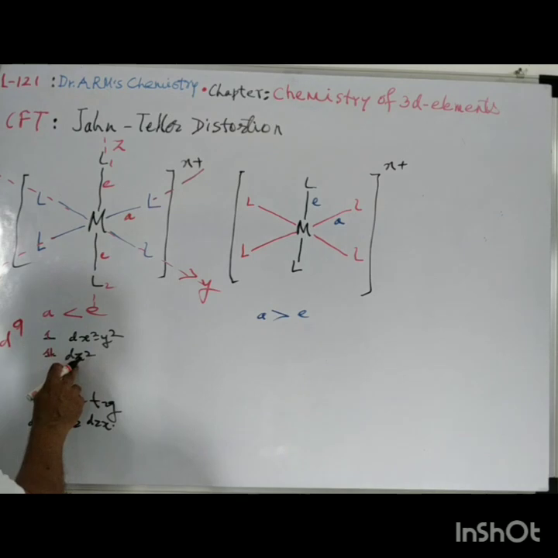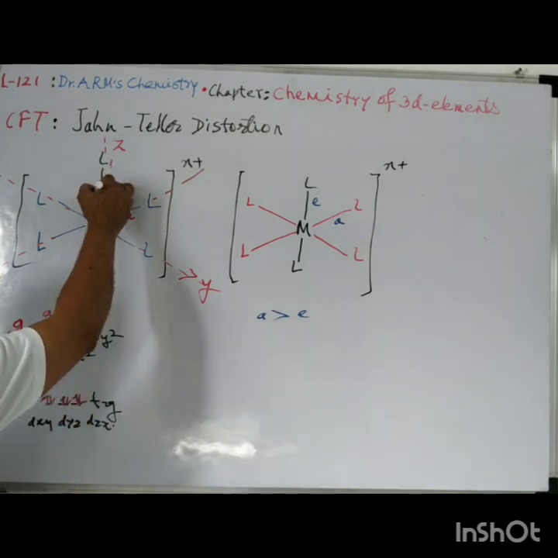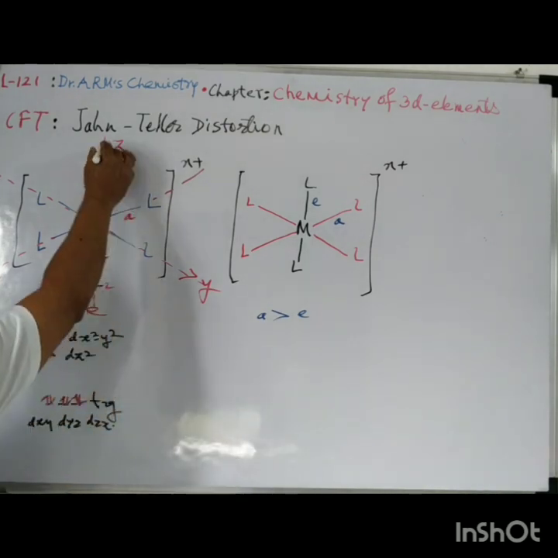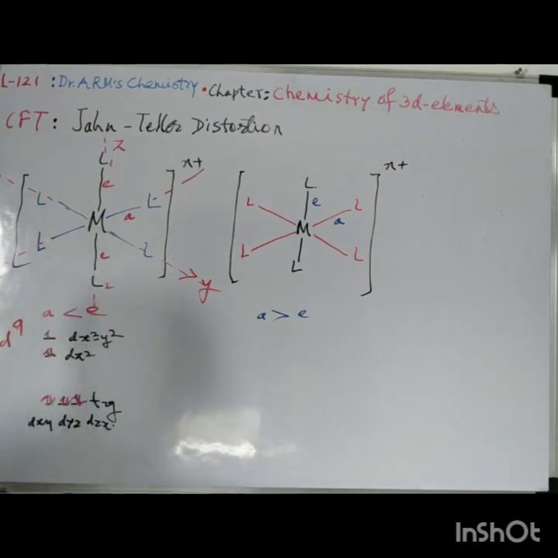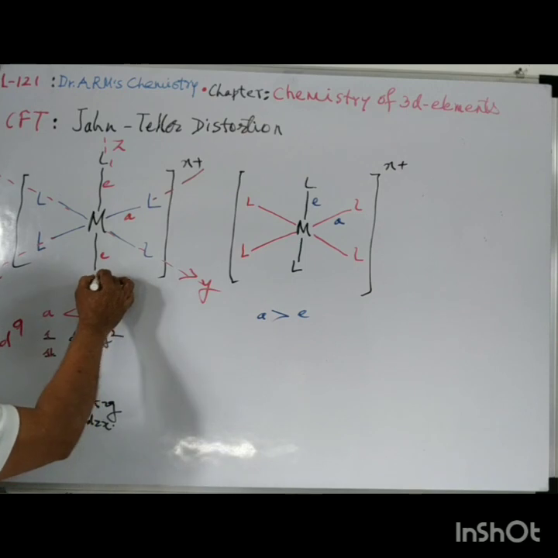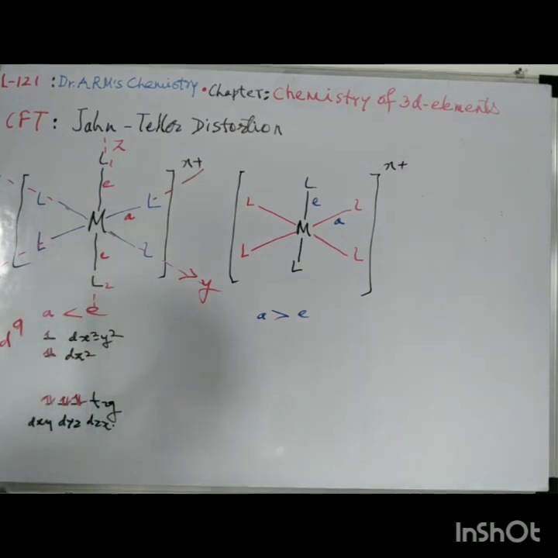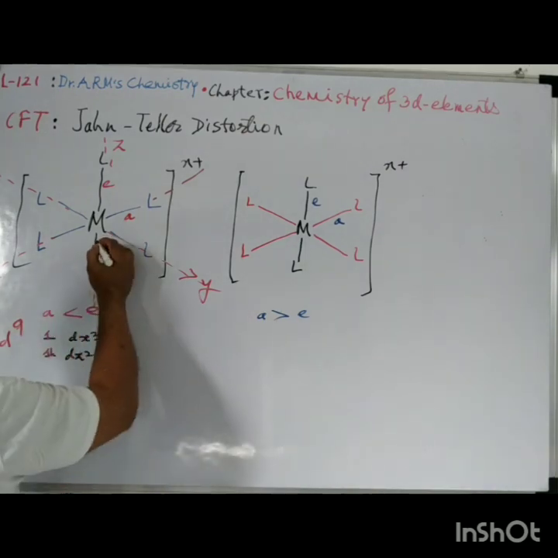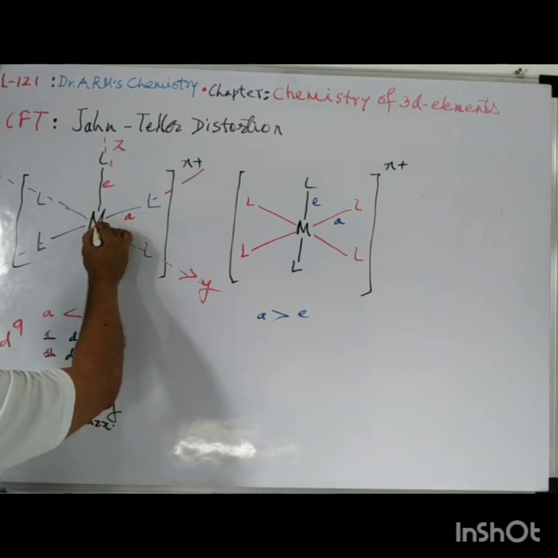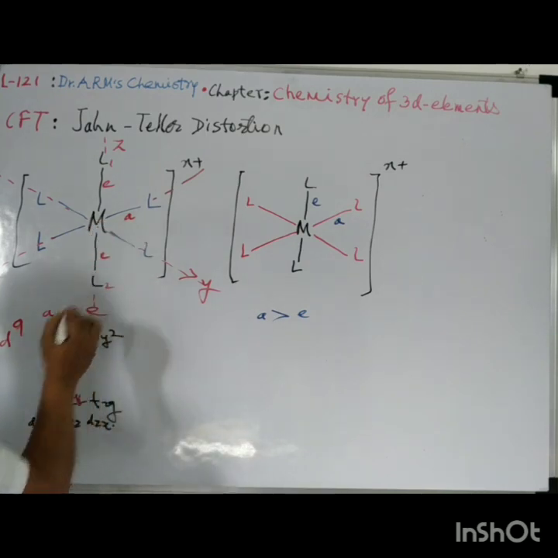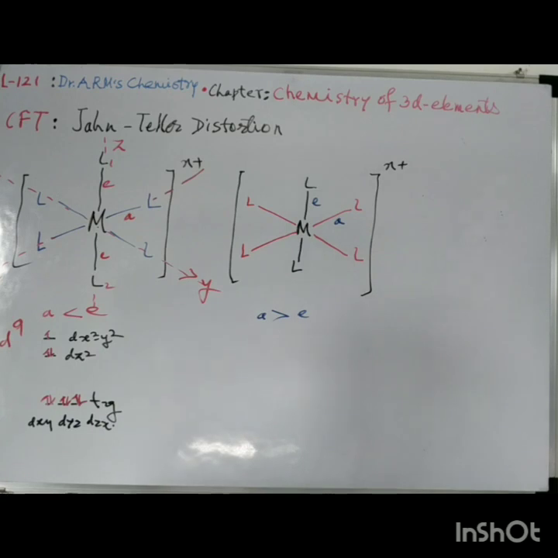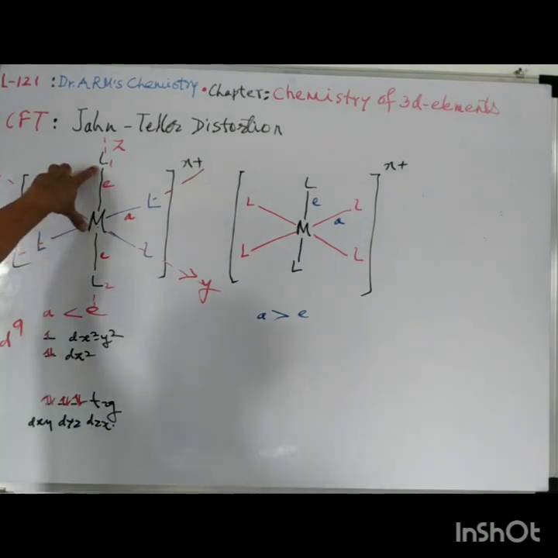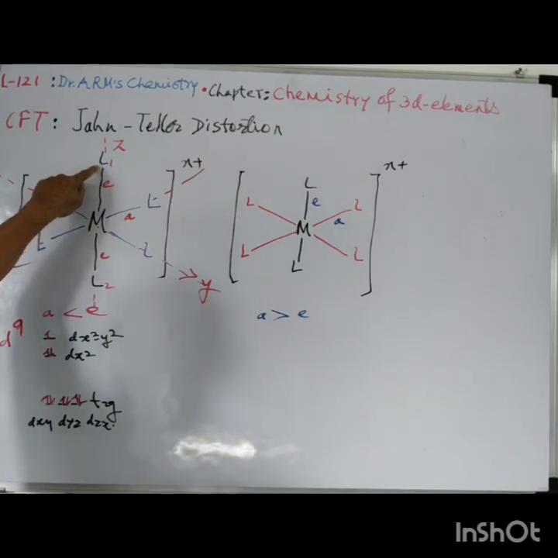Now here dZ2 has more electron density in the direction of z axis. So dZ2 we have 2 electrons, so there is more electron density. As a result, the metal ion electrons will repel the electrons of ligands. As a result, the elongation of this octahedron will take place.